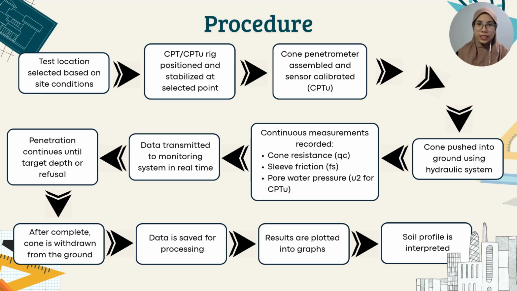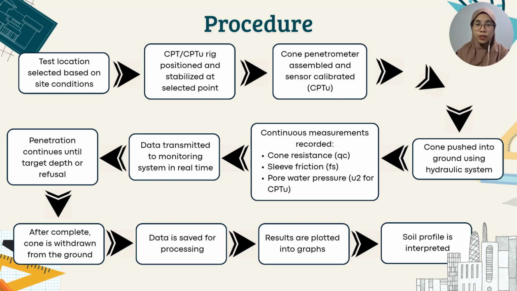Let's proceed to the procedure. First, the test location is selected based on site conditions and investigation requirements. Next, the CPT or CPTU rig is positioned and stabilized at the selected point to ensure safe operation. Then, the cone penetrometer is assembled and checked. For CPTU, the pore pressure sensor is also saturated and calibrated to ensure accurate readings.